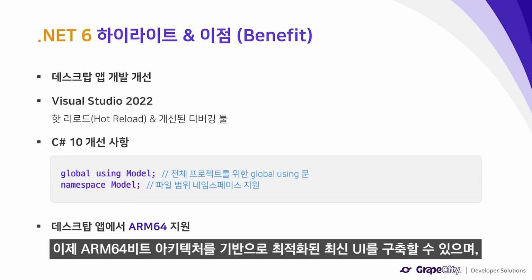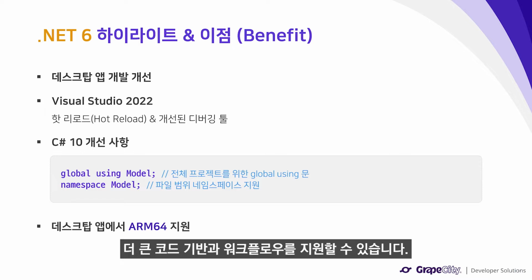And lastly here, the ARM64 support is added for desktop development and also added in .NET Framework. So now you can build optimized modern UIs on the ARM64 architecture to support larger code bases and workflows. So those are some of the highlights of .NET 6.